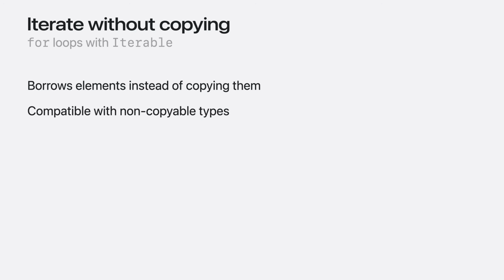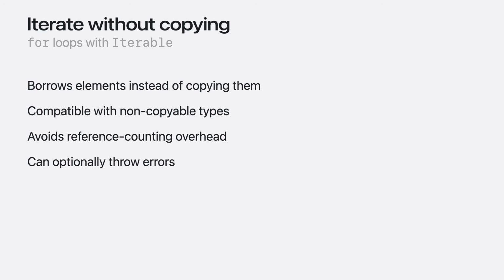This means it works with non-copyable elements, and also that it doesn't need to perform reference counting when it's working with objects or copy-on-write types. Plus, it can optionally throw an error during the loop, just like an async sequence can. However, like any borrow, exclusivity checking prohibits you from mutating the iterable while you're looping over it, which isn't necessarily a bad thing since this was often a performance trap with sequences. Because of this behavior difference, the for loop will prefer the sequence protocol if available, and fall back to iterable otherwise.